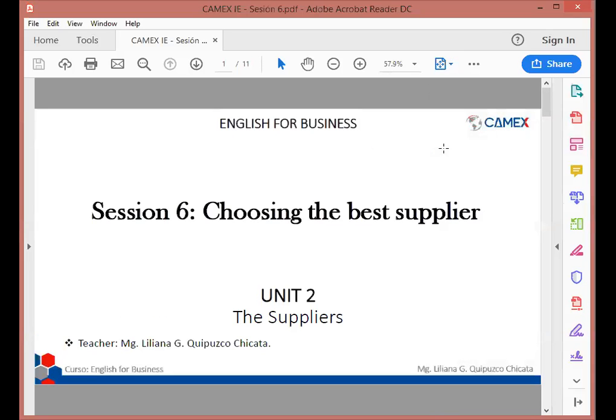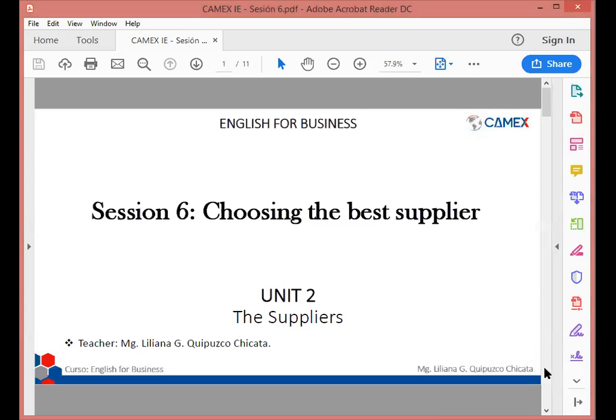This is for level intermediate, and today we're going to see session 6. Session 6 is choosing the best supplier. So we're going to learn how to choose a supplier. This is part of Unit 2, the suppliers, and your teacher Liliana Quipuzco.